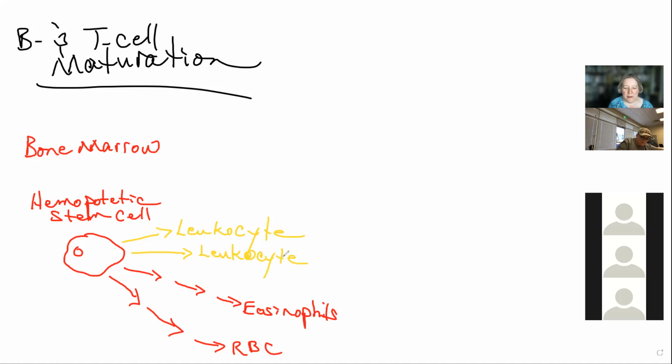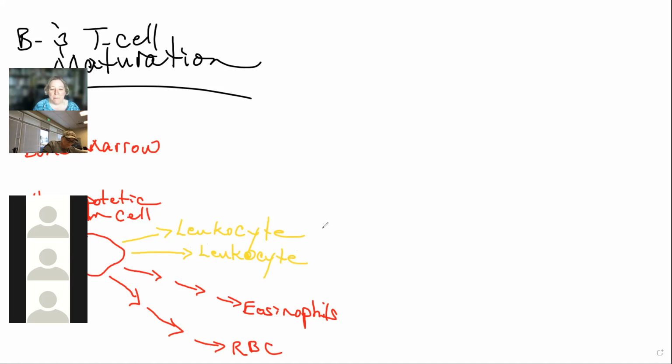They've decided that they're going to become this specific kind of white blood cell. And then the next thing they need to decide is whether they're going to become a B cell or a T cell. So we're going to say this leukocyte decides that it wants to become a T cell, and this one has decided that it wants to become a B cell.